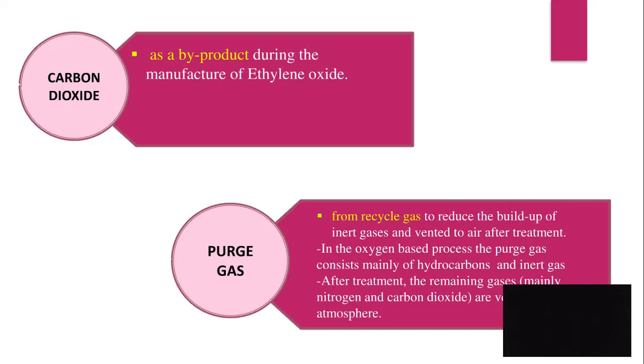The next one is purge gas. Purge gas comes from the recycled gas. Its function is to reduce the build-up of inert gases. After the treatment of the inert gases, the purge gas will be vented to air. And next, there is also a purge gas in the oxygen-based process. The purge gas in this process consists mainly of hydrocarbons, for example ethylene and methane, and also inert gases. This purge gas will also undergo treatment. After the treatment, the remaining gases are vented to the atmosphere.